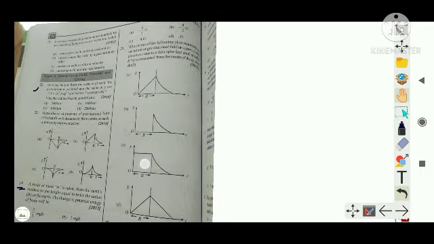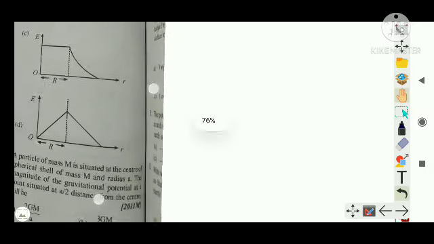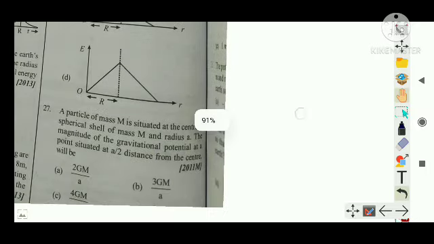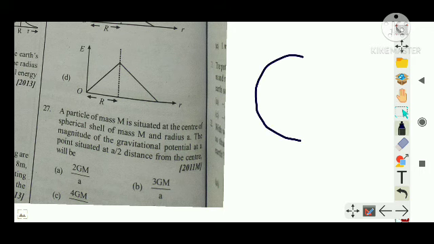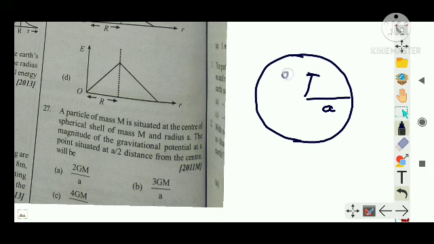Okay, graphical representation, we have taken it. Now let us move to this one, the 27th question. A particle of mass m is situated at the center of a spherical shell of mass M and radius a. The magnitude of the gravitational potential at the point situated a by 2 distance from the center. This is something which I have taken, guys, I believe. This is a spherical shell given, having a radius a, right? You are asked the gravitational potential at a distance a by 2 here, right?